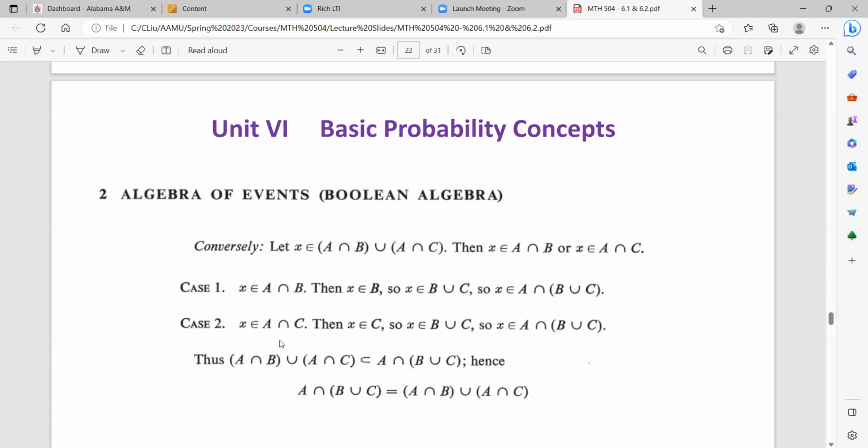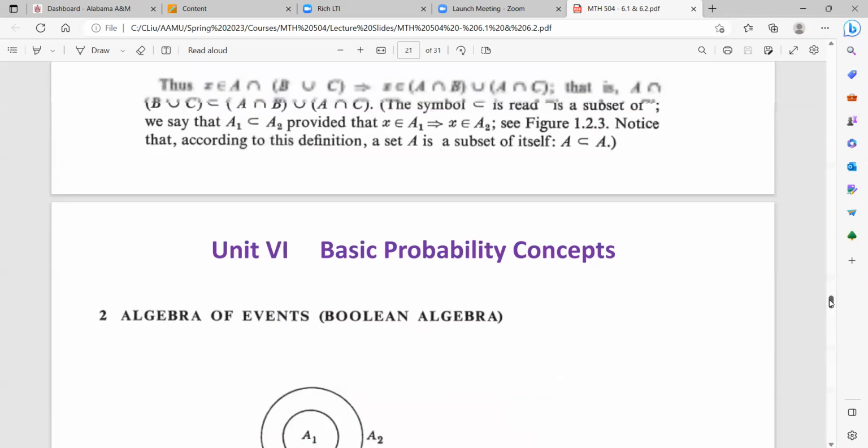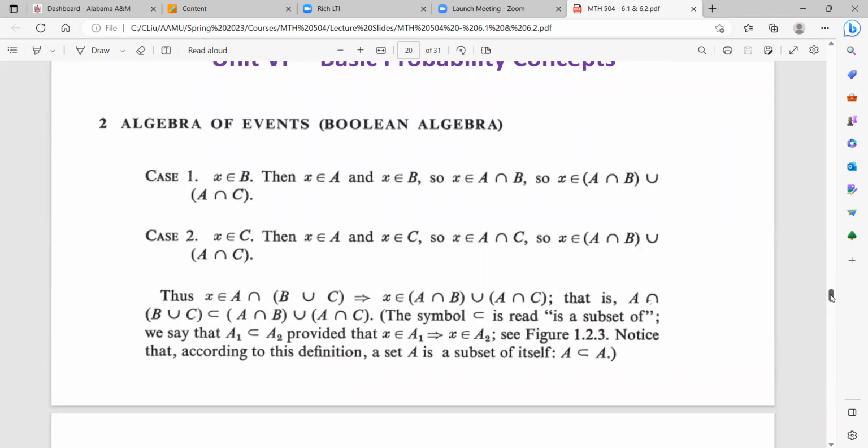Or if X is in A intersecting C, then X is in C, and so X will be in B union C. But again, X is in A, so X will be in the intersection of A and B union C. So in both cases, we have shown X will be in A intersecting B union C. So any element you pick from the union of A intersecting B and A intersecting C will be in the set A intersecting B union C. That means the former is a subset of the latter. Then we have just proved the other way inclusion. If two sets contain each other, then these two sets have to be the same.